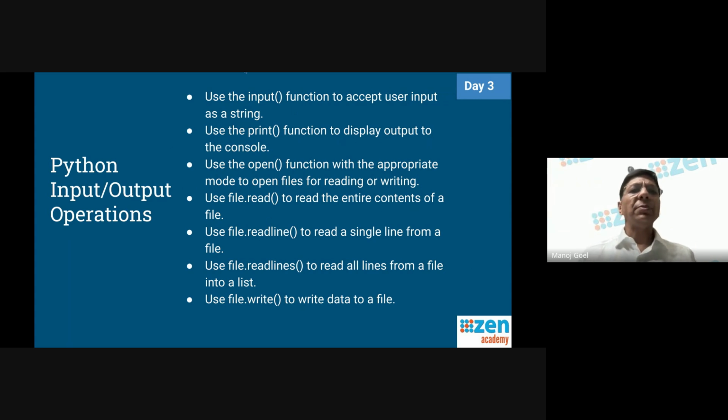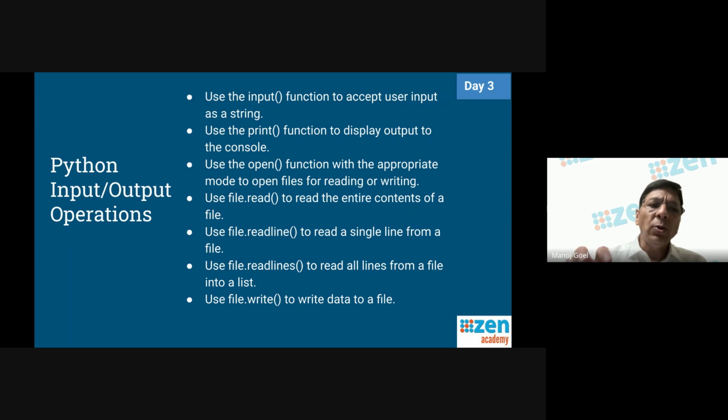I hope this slide is visible to everyone, right? Python input output operations. Correct. So we have the input function and the print function. Open is for opening a file. How to open it, we will see further in more examples. And in fact tomorrow's session we'll be dealing with some of these things. And we have a special session on file handling.